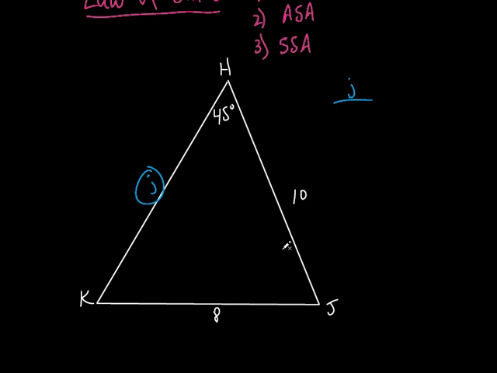The sine of J. Little problem though. What's the problem? Don't know J, do we? All right, so can I do it that way? Nope. I can't. If I have a side and an angle opposite each other, and I don't know either one of them, I can't solve for them.